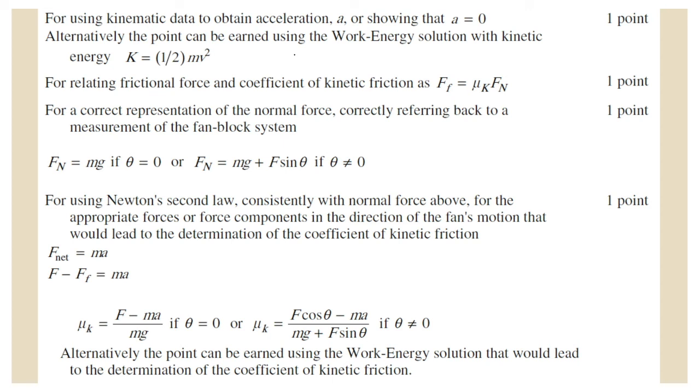or the coefficient equals the fan force minus ma over mg if the angle is equal to 0, or the coefficient of friction is equal to the fan force cosine theta minus ma, then over mg plus F sine theta. Of course, if the acceleration is equal to 0, because the thing is moving at a constant speed, that part will disappear. Notice here, then it says, alternatively, the point can be earned using the work energy solution that would lead to the determination of the coefficient of kinetic friction.